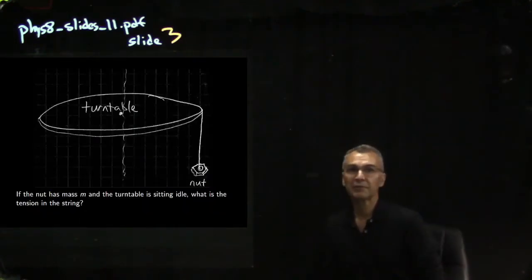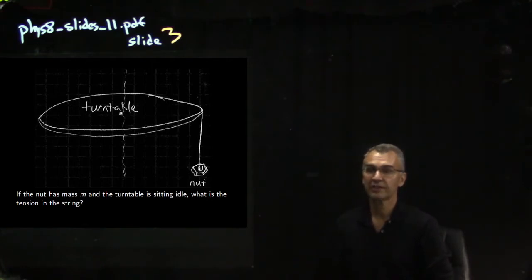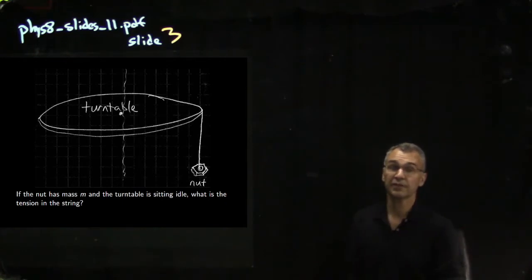So now I'm going to show you a demonstration where we have a turntable, and tied to the edge of the turntable is a piece of string, and dangling from that piece of string is a nut. If the nut has mass m, and the turntable is just sitting idle, not turning, then what is the tension in the string? I think it should equal the weight of the nut, mg.